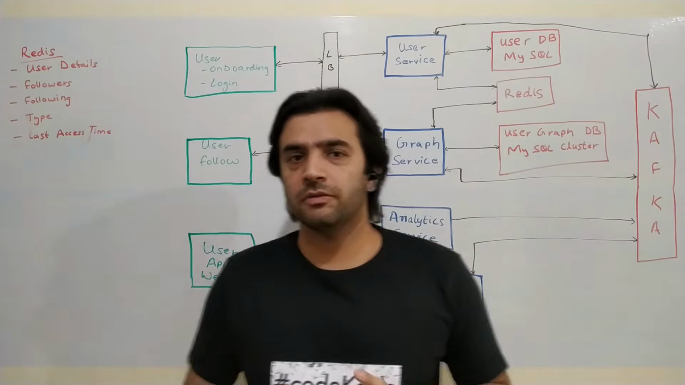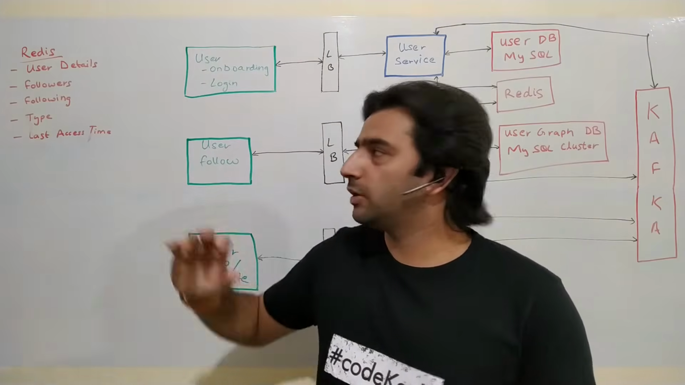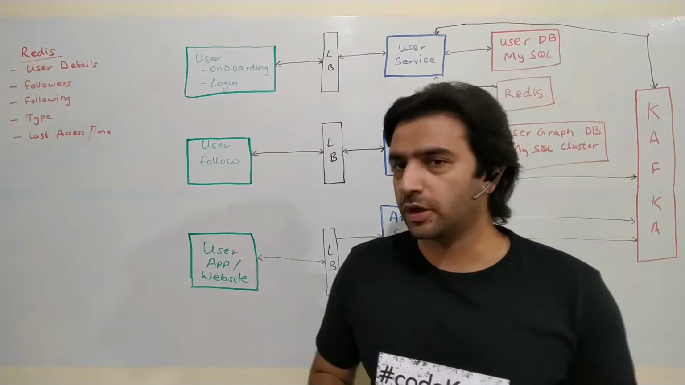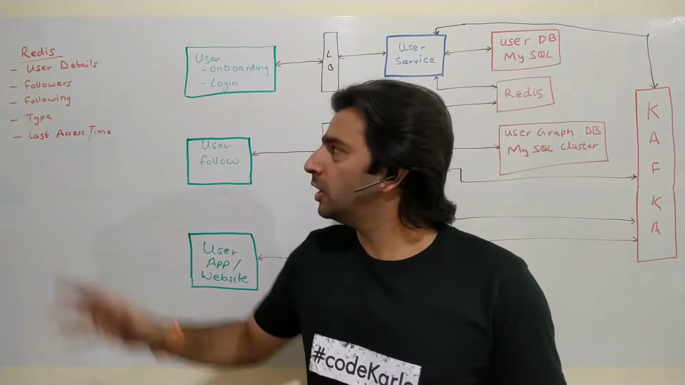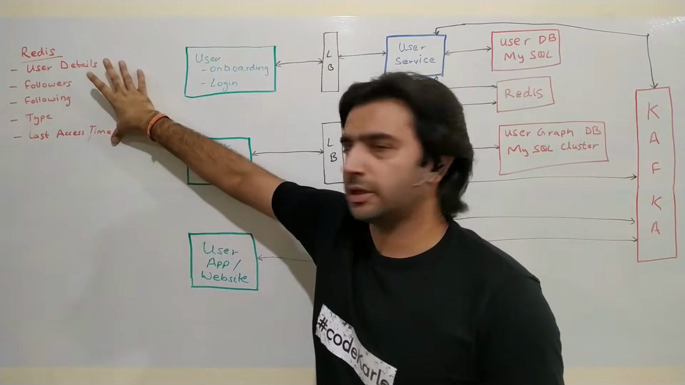Now, we have a lot of information that is stored in Redis. Here's a list of all the things. We'll go over them one by one as and when we get to those components. User details is one of the things that we talked about. In all of this information, the key is the user ID and the value is some object of this type.